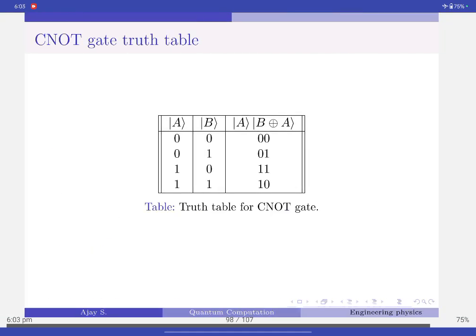So this is the truth table for the CNOT gate. When both are 0, the output is 0 0. When you have one qubit as 0 and the other one as 1, it is 0 1. When the first qubit, the control, is 1 and the target is 0, the target has been flipped, so you have 1 1. And when the control is 1 and the target is 1, since the control is 1, the target has to be flipped, it becomes 1 0.